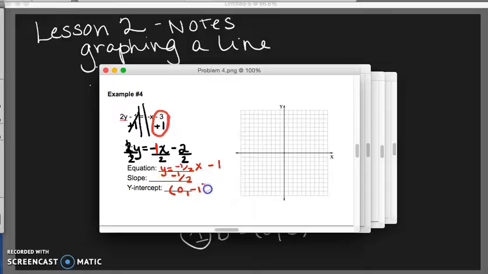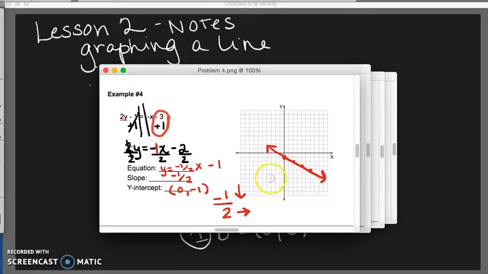Now let's plot our y-intercept. And our slope, negative 1 over 2, means you go down 1 to the right 2. Down 1 to the right 2. Use your straight edge and connect your dots.